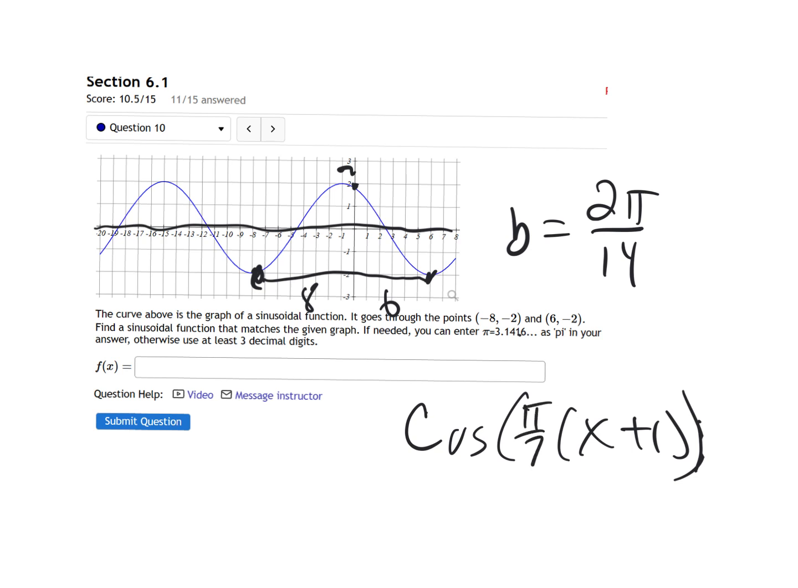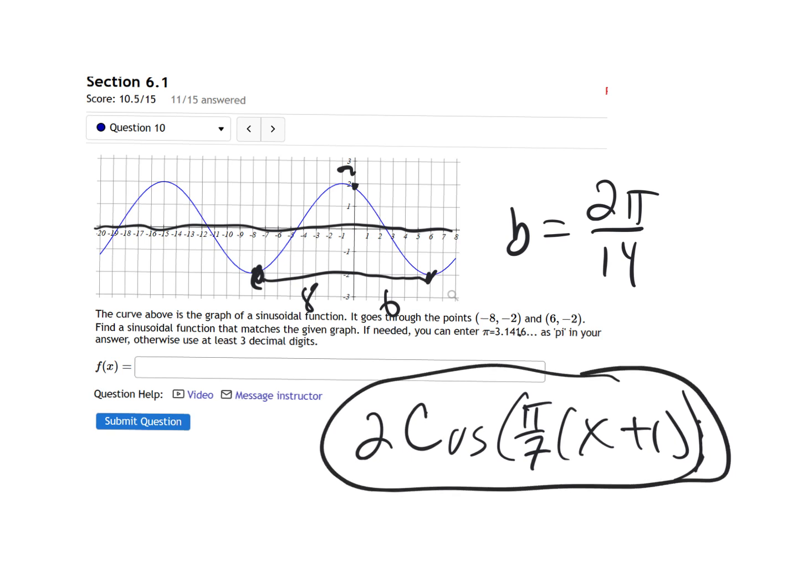And then we know the amplitude is 2, we just said, because that's how high and how low it goes. And that should be the solution for that question. I hope that makes sense to my thinking of it all. I think that's what you were looking for.